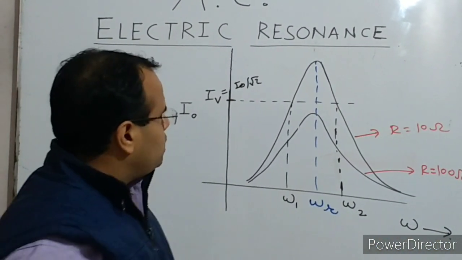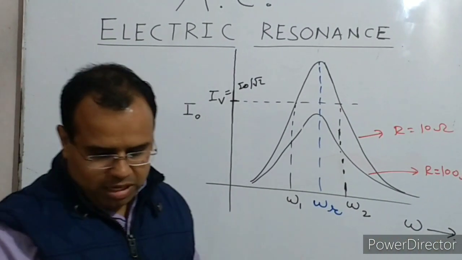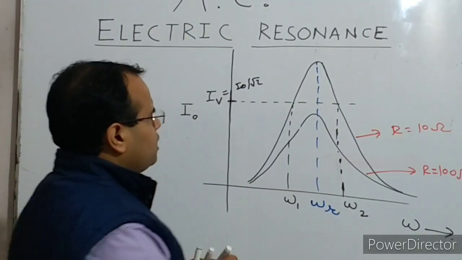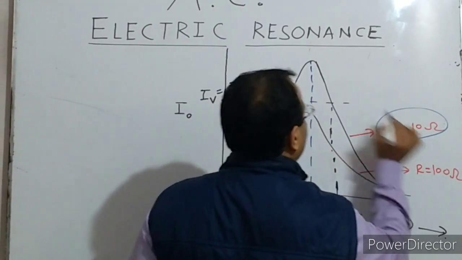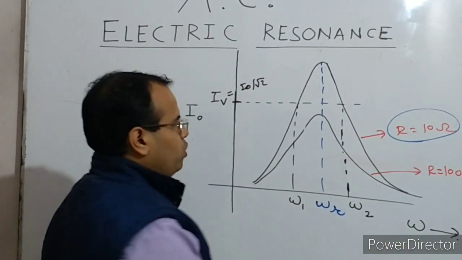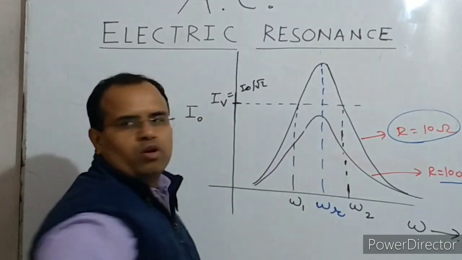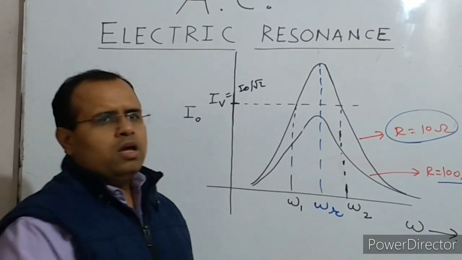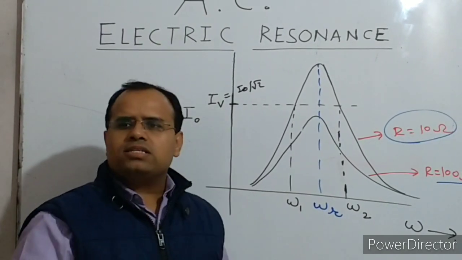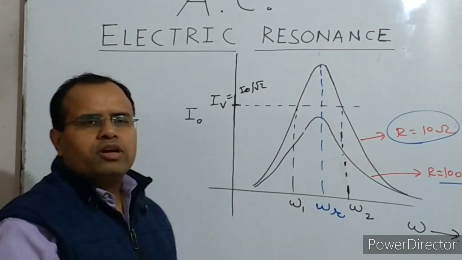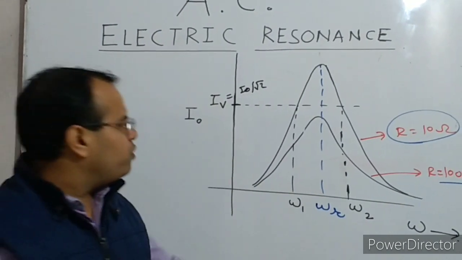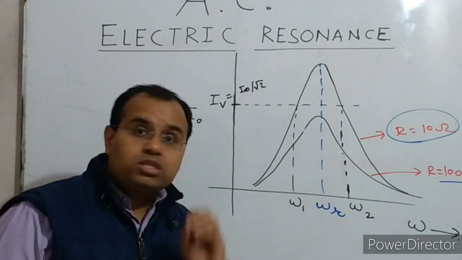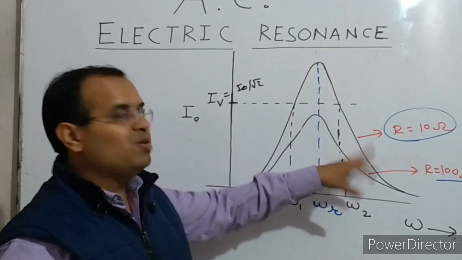Okay, so you can see that for a particular frequency omega_R, the value of current becomes maximum. And it is obvious that as you decrease the resistance, the peak value of current would be more. If you increase the resistance, the peak value of the current for that circuit would be less. Okay, so this is what the graph is. Now, what this graph implies is that for a particular frequency, the circuit responds. And how does it respond? By giving the maximum current.